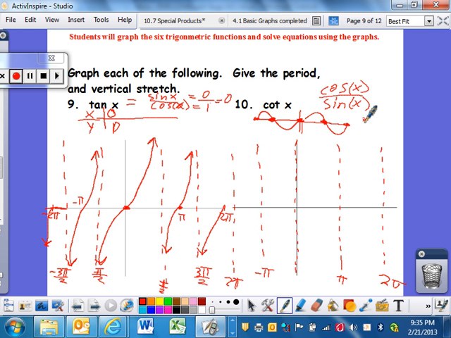So if we set up our xy chart, we know 0 isn't going to work because it's going to be undefined. So we can just put an x there. So what's our next value going to be? Well, we can't plug in pi, but we can plug in pi over 2. So if we plug in pi over 2, for cosine we end up getting 0, and sine will be 1. So we end up getting 0 over 1, which is 0. So that's where we're going to end up crossing. And we know that in the middle of these, just like in tangent.